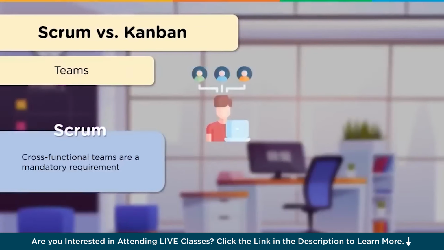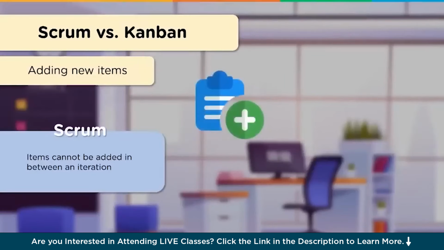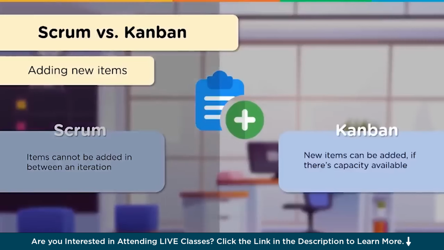Next, let's have a look at how teams work in these frameworks. In Scrum, you need a cross-functional team to achieve your goals in a sprint. In Kanban, cross-functional teams are optional, but specialized teams that focus on particular aspects of the workflow are required. Now, let's talk about new additions. In Scrum, just like handling changes, you can't add any items between a sprint or an iteration. In Kanban, new items can be added to the board as long as there is capacity available for it.